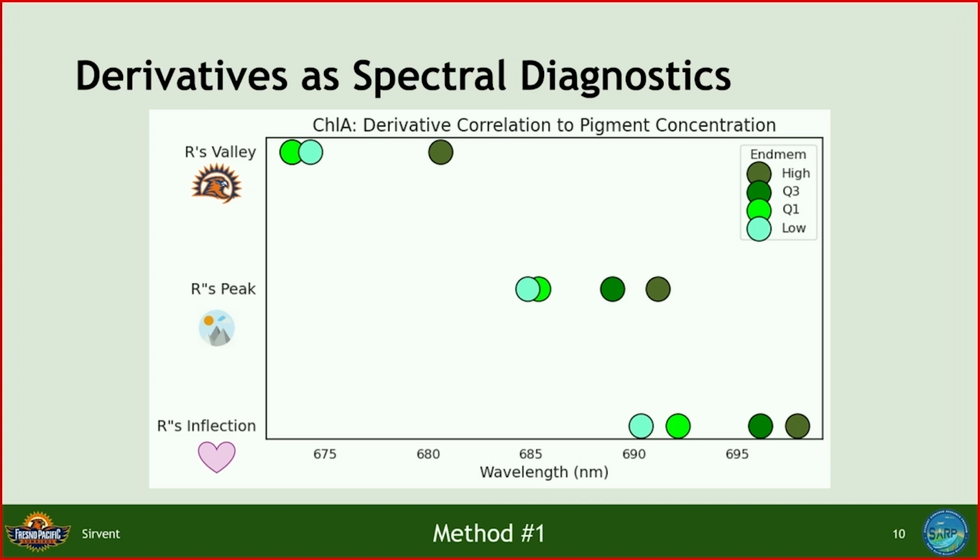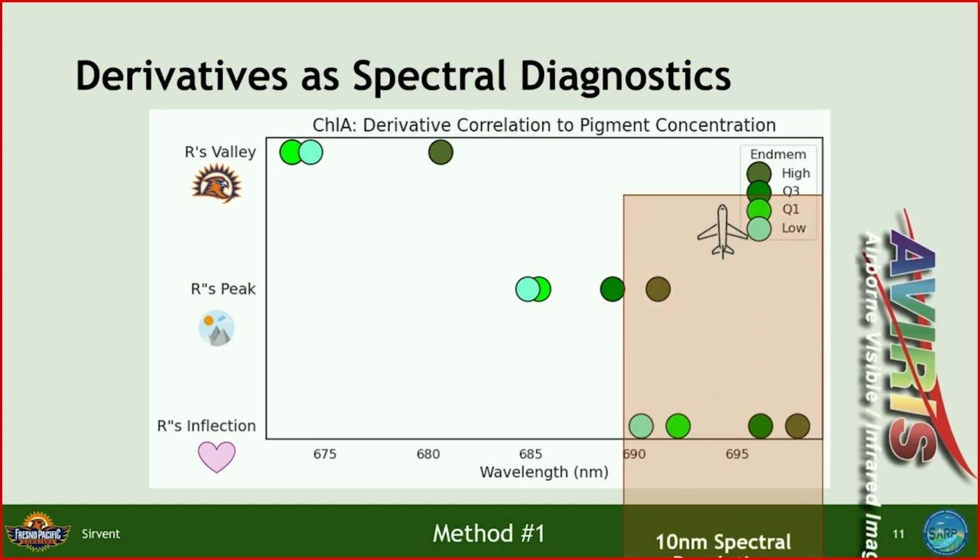But there's a really, really big problem with this. Unfortunately, if you remember, AVIRIS's spectral resolution is 10 nanometers.